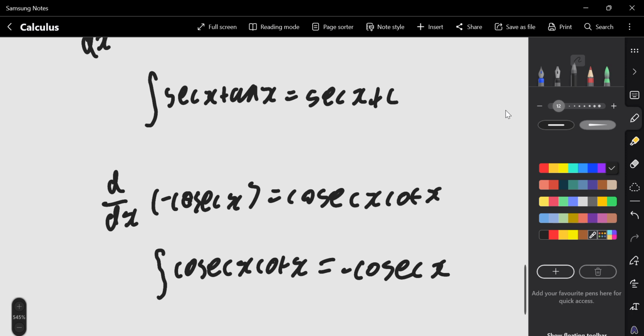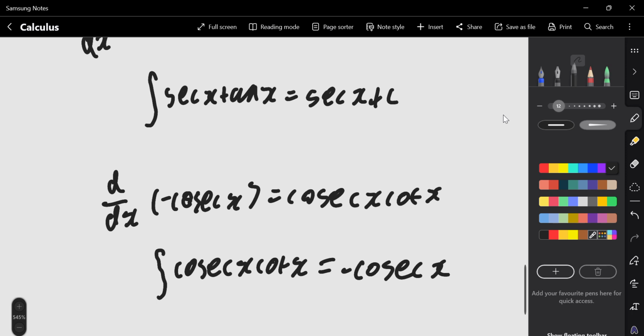So we need to know that cos becomes sine, sec squared becomes tan, secant x tangent x becomes sec x, sine becomes minus cos, cosec squared becomes minus cotangent, and cosecant cotangent becomes minus cosecant. The negatives aren't random, they come from derivative rules.